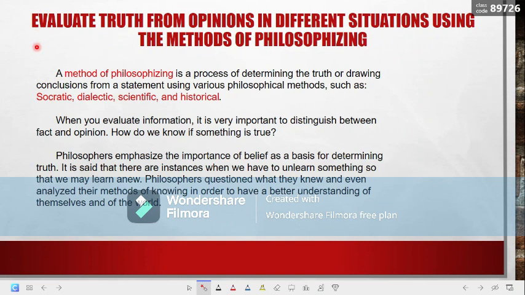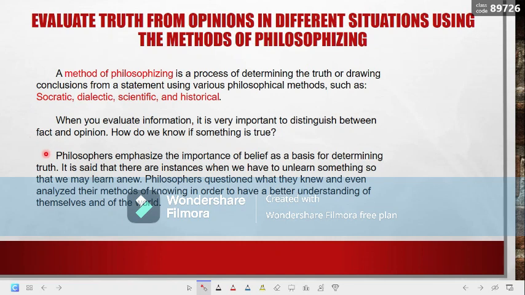Now, how to evaluate truth from opinions in different situations? We have here using the methods of philosophizing. Now, a method of philosophizing is a process of determining the truth or drawing conclusions from a statement using various philosophical methods such as Socratic, dialectic, scientific, and historical. So when you evaluate information, it is very important to distinguish between fact and opinion. How do we know if something is true?